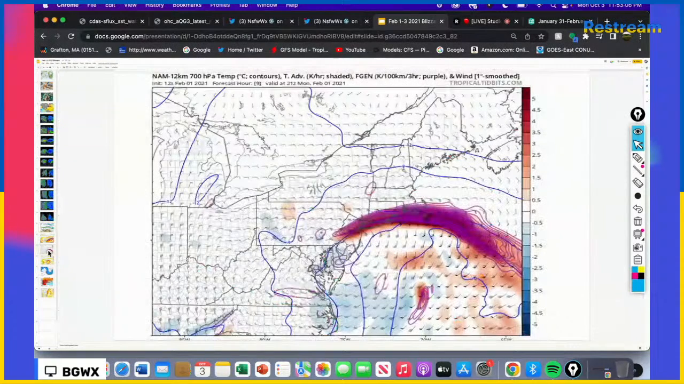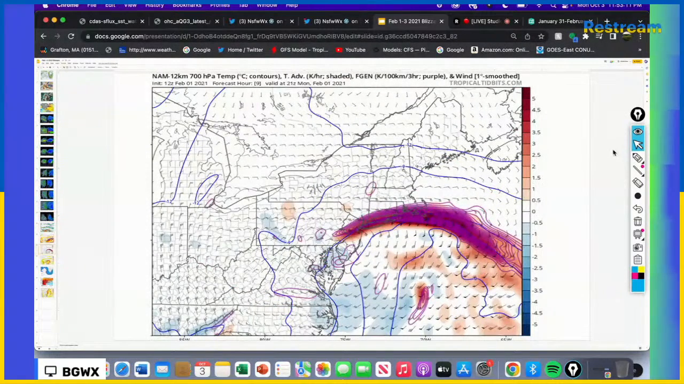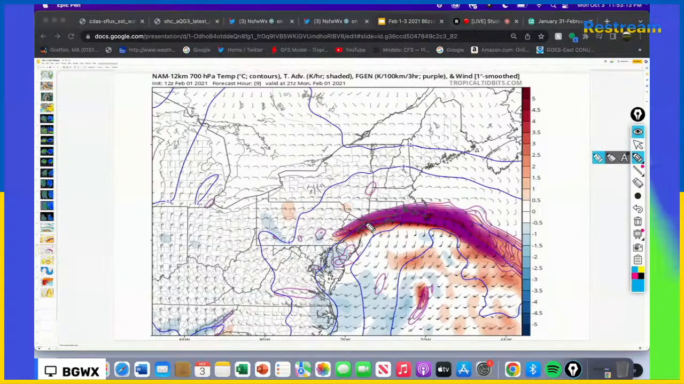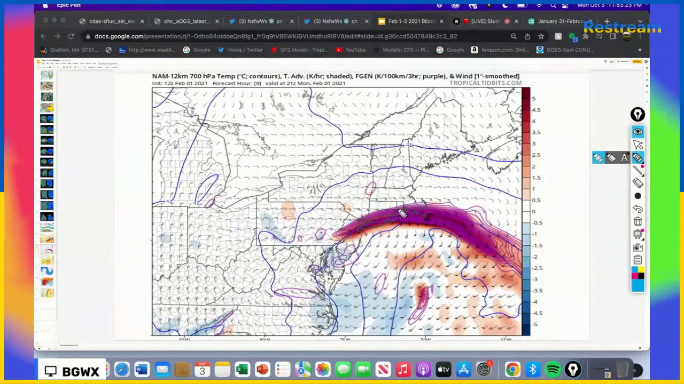You can see here on 700 millibars too, a bit later, this is a few hours later, just intense 700 millibar frontogenesis. And this is frontogenesis. We look for these frontogenesis bands to set up. And this is what a lot of times in these storms we look for. We look for where that intense frontogenesis banding is going to set up.